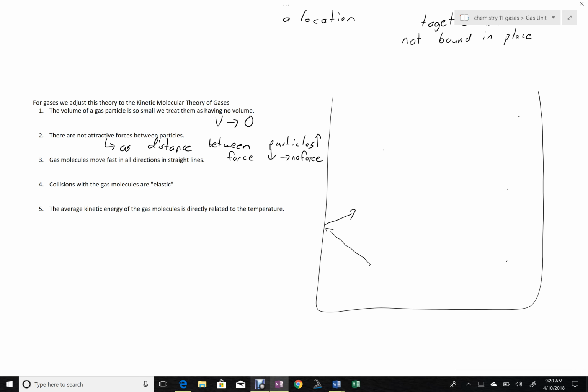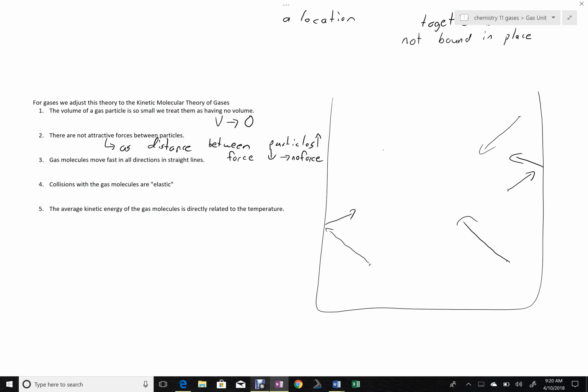So if there's no forces acting on these guys, they're kind of like billiard balls bouncing all around the table. We're just going to treat them like these things that fly very fast in straight lines. So here's my gas molecule. He's flying fast this direction until he hits the wall where he's going to bounce back that way. Maybe this guy's flying fast in this direction, and they're all translating in these straight lines basically, banging into the sides of the container. Which brings us to our next point.